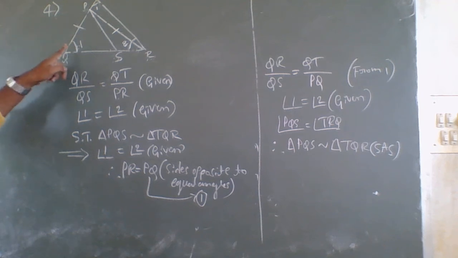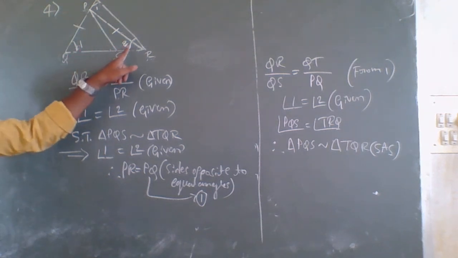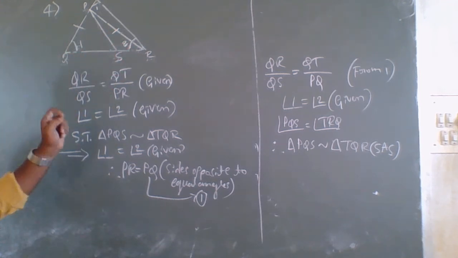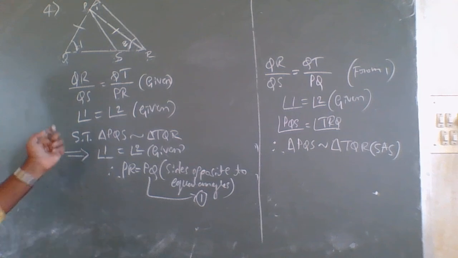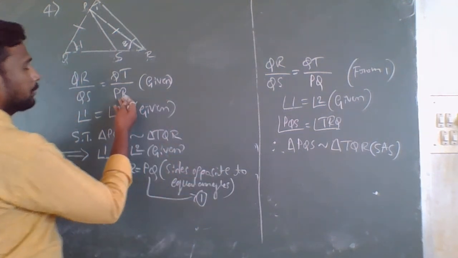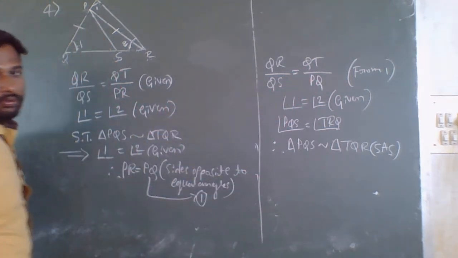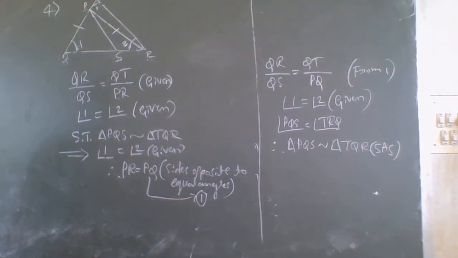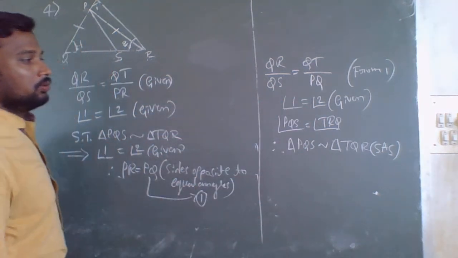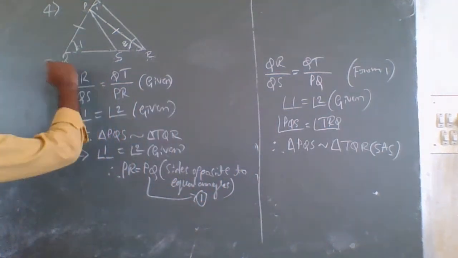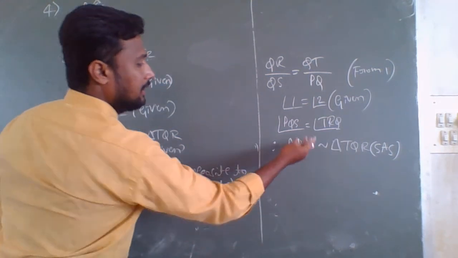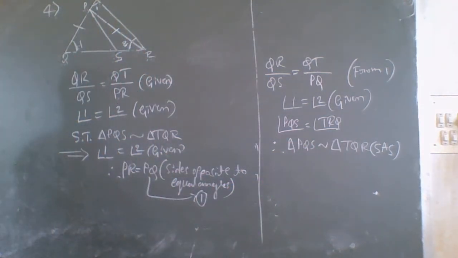How to prove this? They are given that angle 1 is equal to angle 2. Therefore, the sides opposite to these two angles are also equal. Therefore, PR is equal to PQ. So in the place of PR, you can write PQ. And they have already given that angle 1 equals angle 2, meaning angle PQS equals angle TRQ. By side angle side, these two triangles are similar.